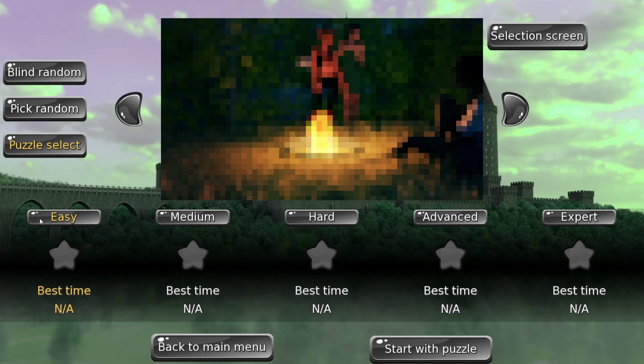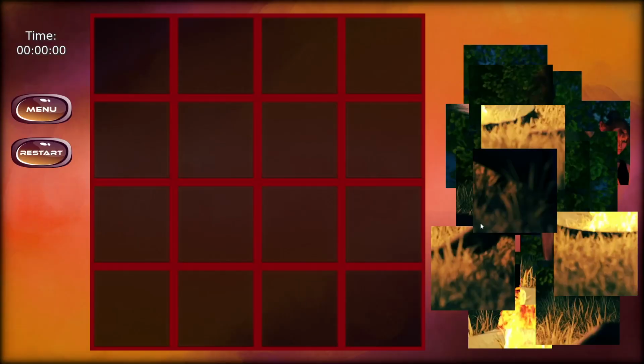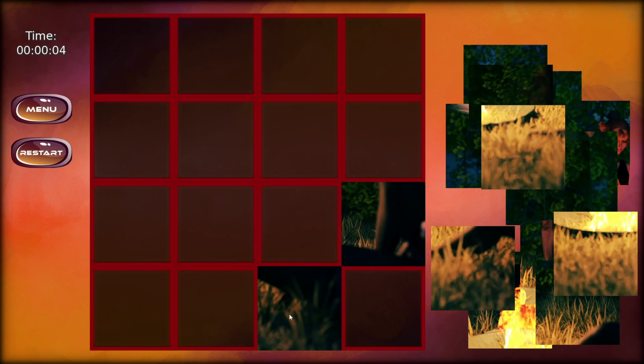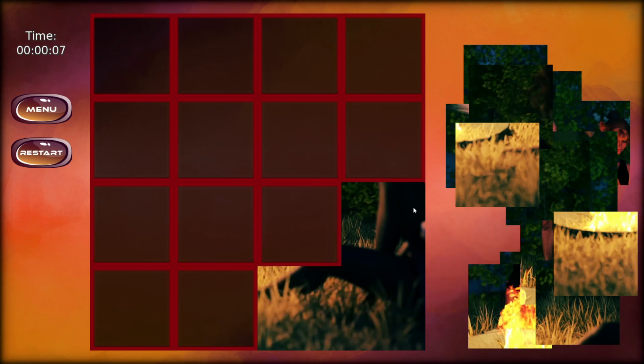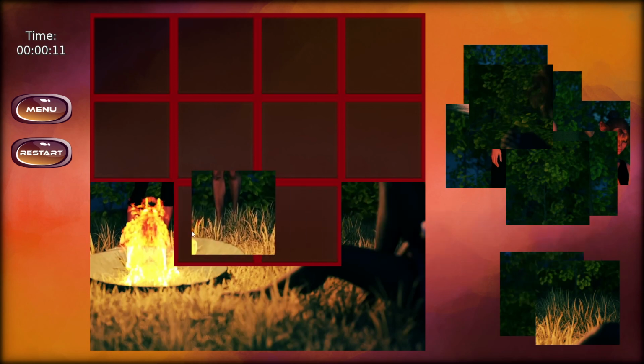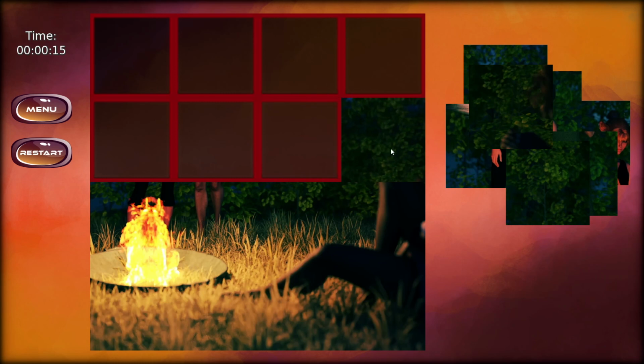Okay, we're going to work our way up from easy, medium to hard, and probably advanced, and the expert we are going to skip because they are actually really, really hard. Okay, let's jump right in. Start with puzzle. Okay, the first one is easier, and it's recommended to work yourself up from easy upwards in the difficulties, because if you just jump into the hardest difficulty, you have no idea how the puzzle is going to look in the end.